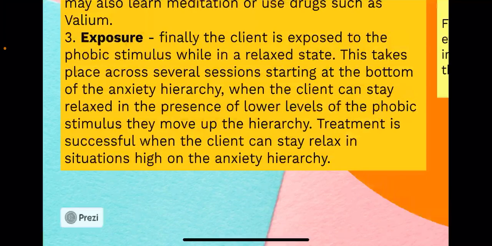The client is exposed to the phobic stimulus while in a relaxed state. This takes place across several sessions, starting at the bottom of the anxiety hierarchy. When the client can stay relaxed in the presence of lower levels of the phobic stimulus, they then move up the hierarchy. Treatment is successful when the client can stay relaxed in situations which are high on the anxiety hierarchy.